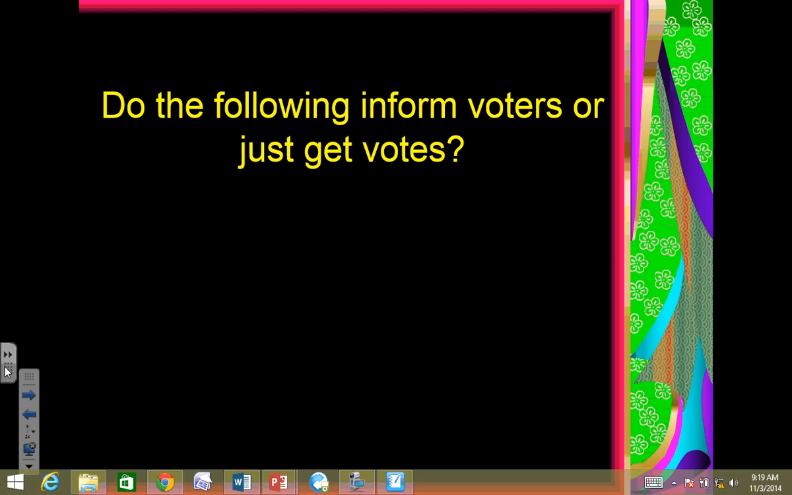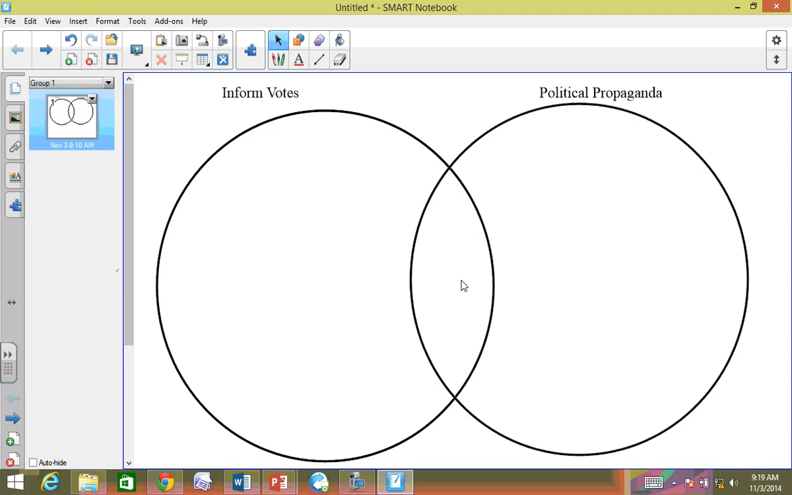Where would we put these things? Now, on your note guide, you have a Venn diagram. And on it, I have informed voters on this side, and over here, it should be political propaganda. And anything that we look at, we want to put it in one spot or the other. I'm not going to write them out on this just because it's hard to write when I'm doing this on my computer. You, however, I think should. And then we'll look at which ones inform voters, which ones are political propaganda. And at the end of the day, we want to pay attention to this one over here and just ignore this one as voters.